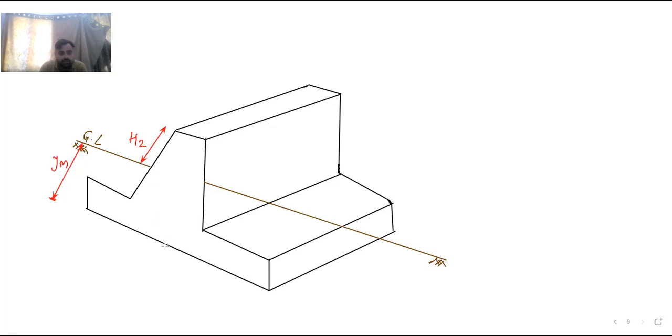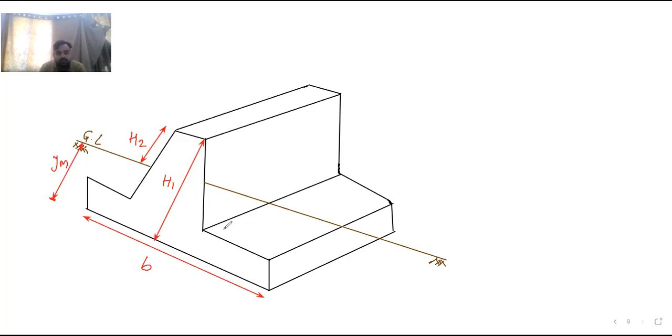So this is your H1. This total height from this point, if I measure to here up to this point, this total height is taken as H1. The notation I am going to use is H1 for this total height. Then B is the width. This is called the base slab width, B.